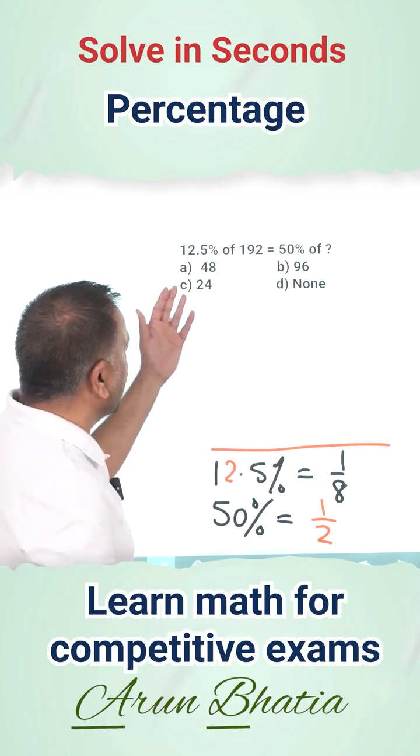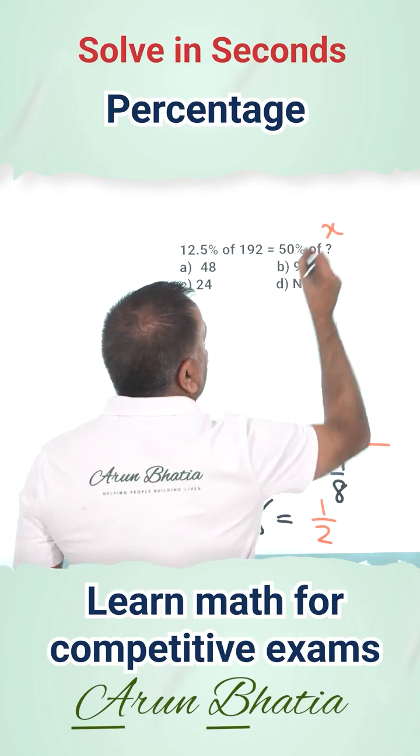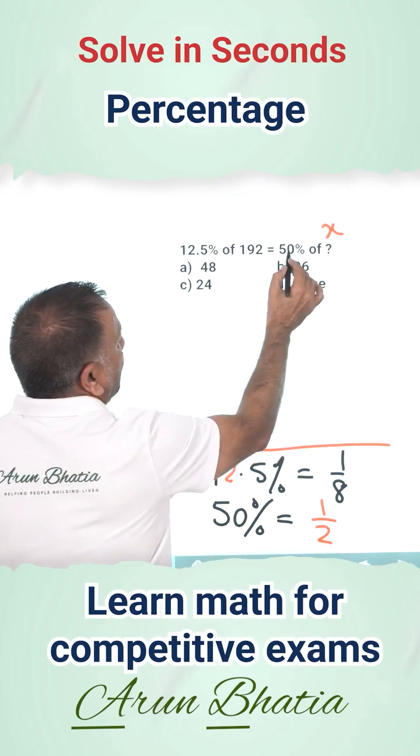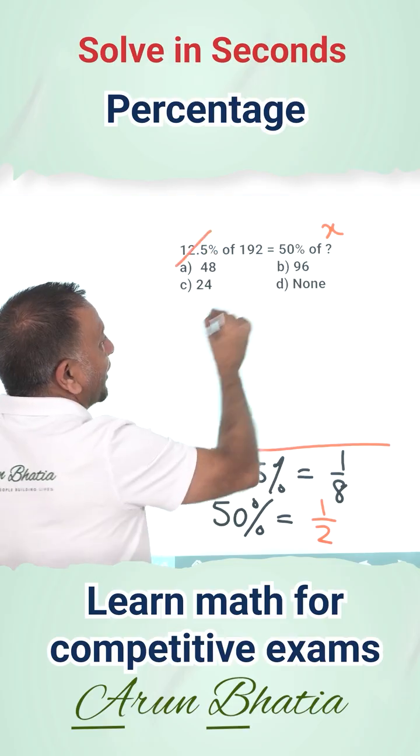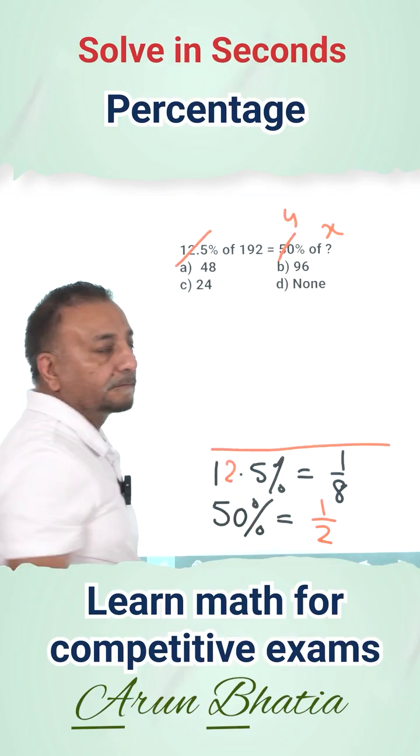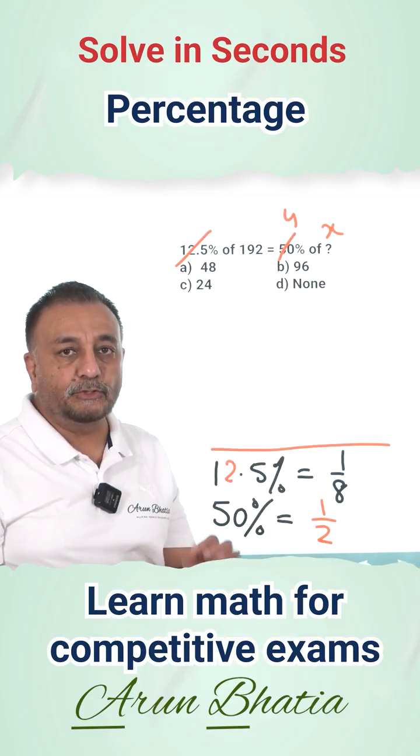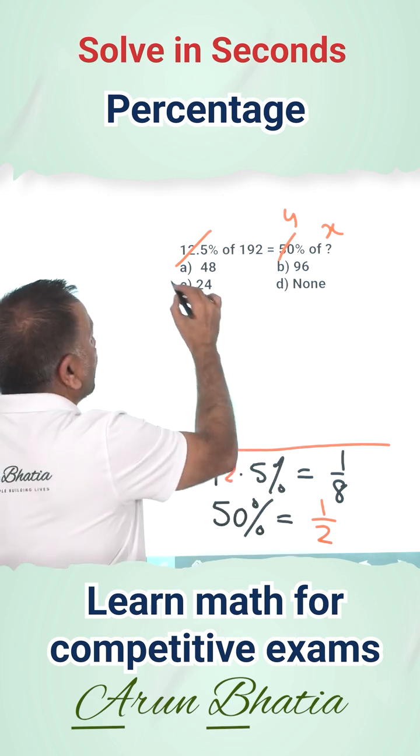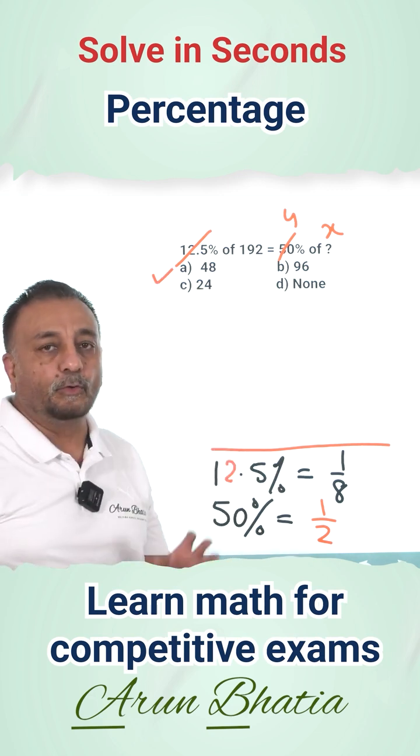Students, we have a statement where we need to find the value of X. And if you see, this 50% is 4 times of 12.5. So that means the answer is 192 by 4. That is how much? 48. This is the easier way, the oral way.